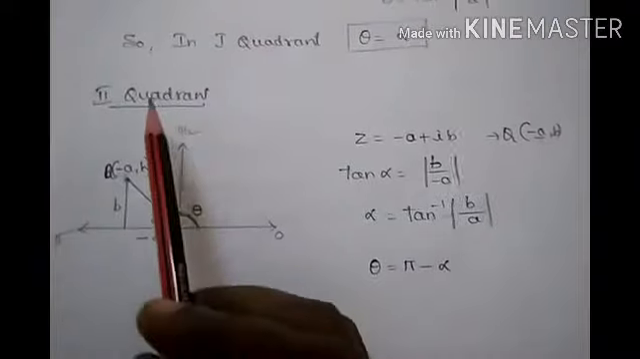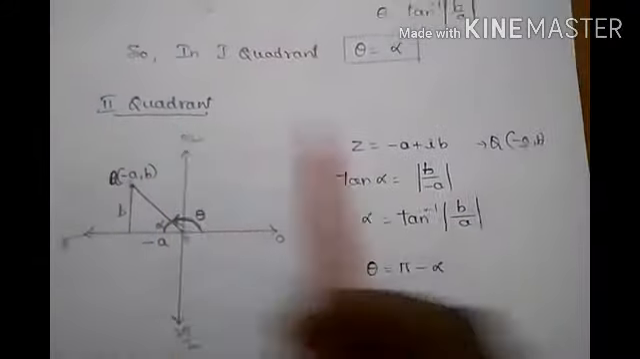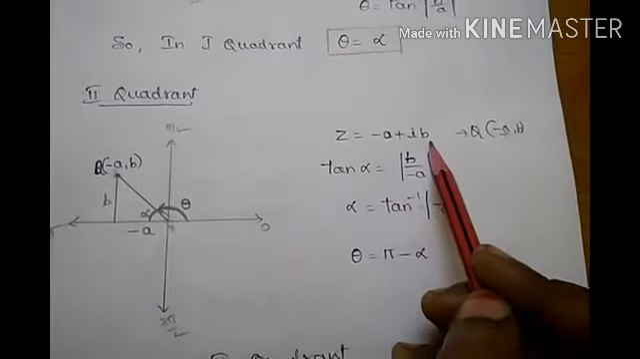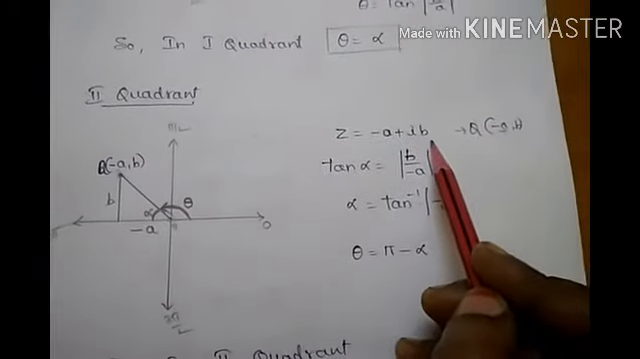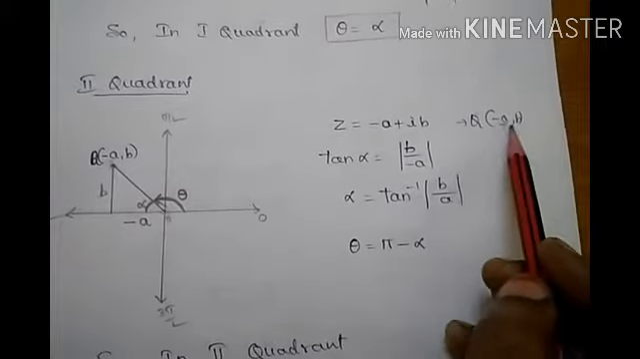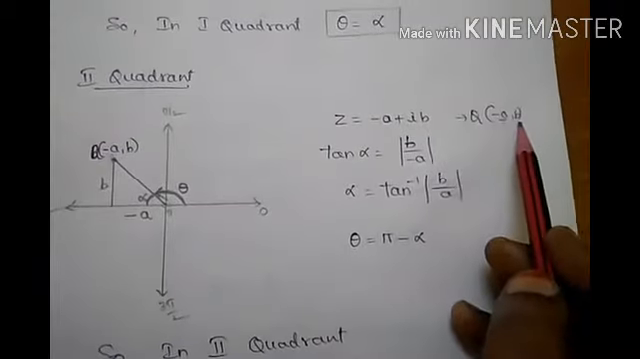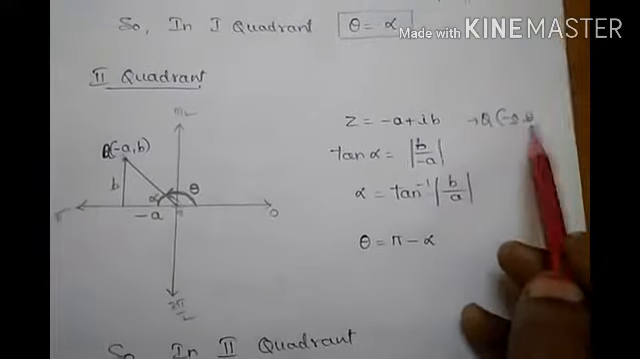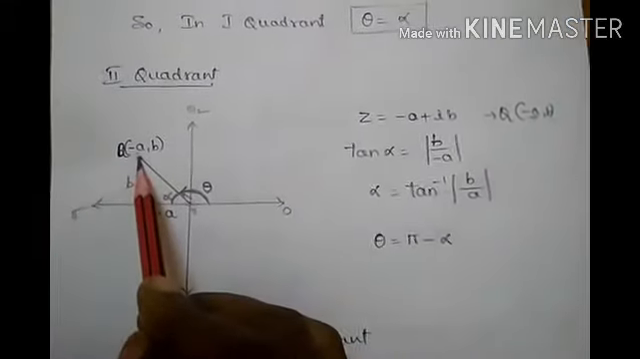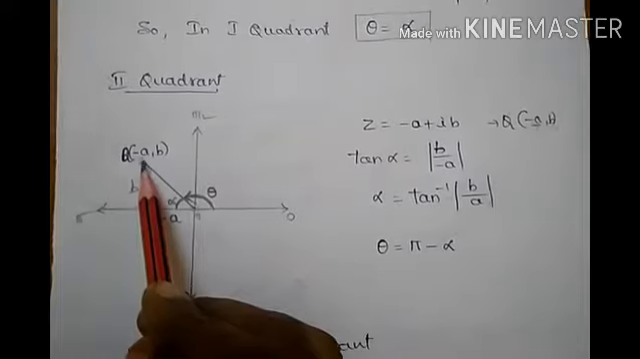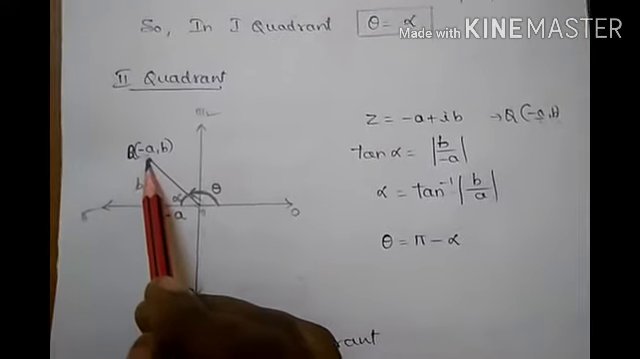Now let us consider the second quadrant. That means z equals minus a plus ib. Here is the complex number. The point is minus a comma b. Since the real part is negative and the imaginary part is positive, this point lies in the second quadrant.